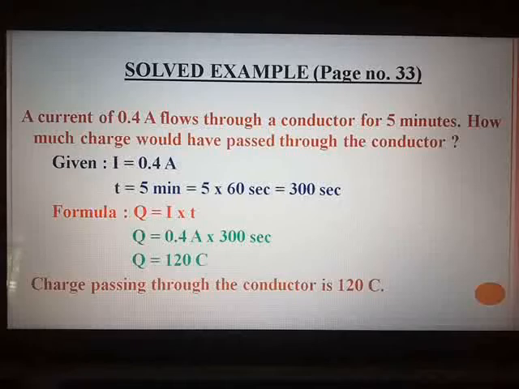From this numerical example, you understand how formulas are applied in solving the sums. With this, we complete the topic of electric current. Now we move to the very next topic, that is resistance and Ohm's law.